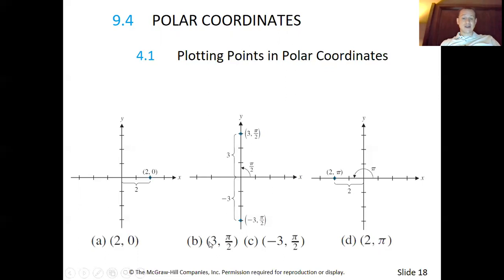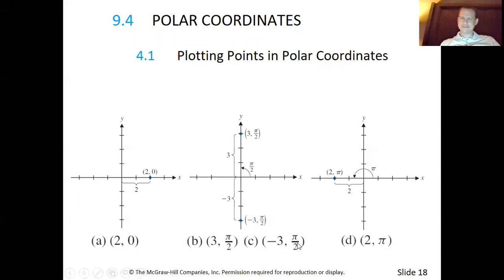Okay, what about part B? Well, part B is 3, pi over 2. I always look at the angle first myself. Pi over 2 would be up here, along the positive y-axis. And the radius is 3, so I'm 3 away from the origin. So right here would be the coordinate 3, pi over 2 in polar. In rectangular, that'd be the good old coordinate 0, 3, wouldn't it? Yeah, makes sense. And then C is saying negative 3, pi over 2.